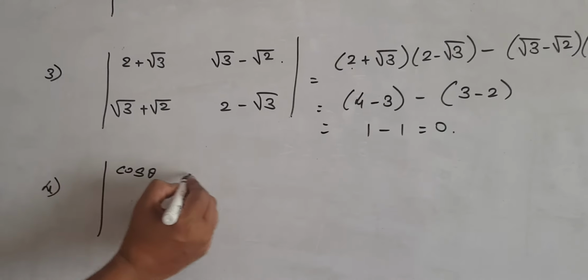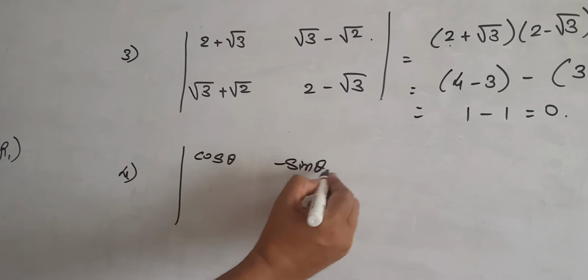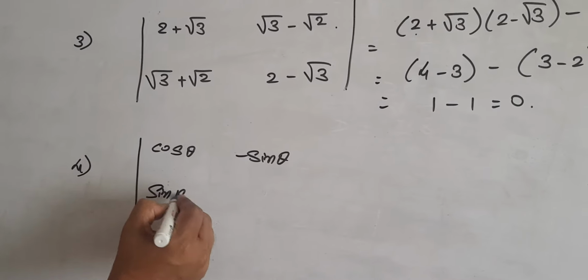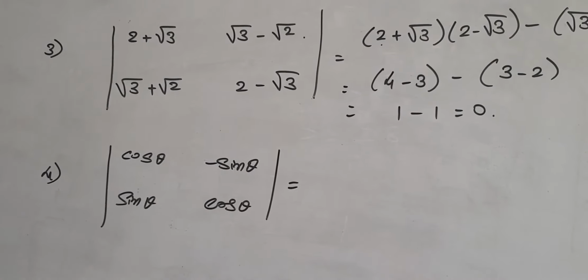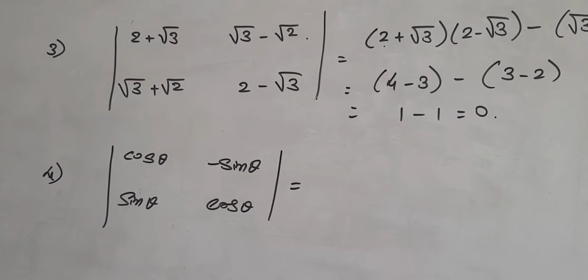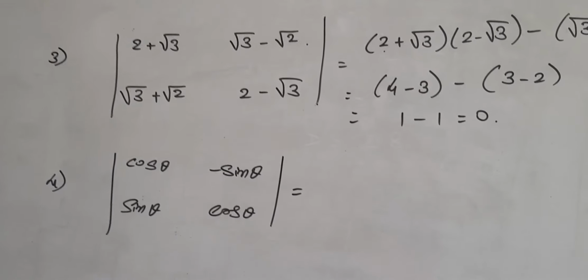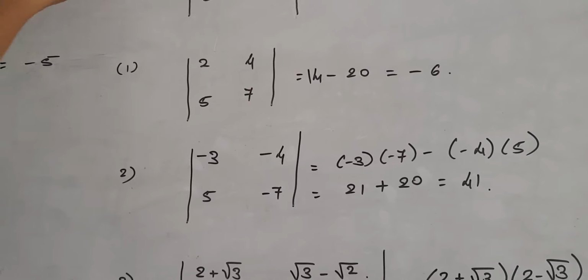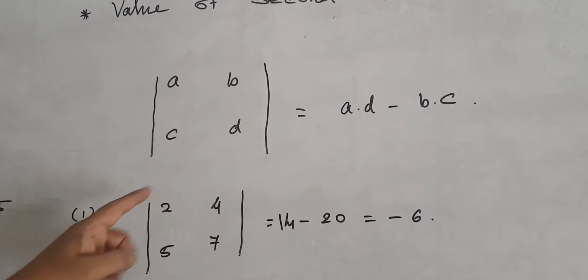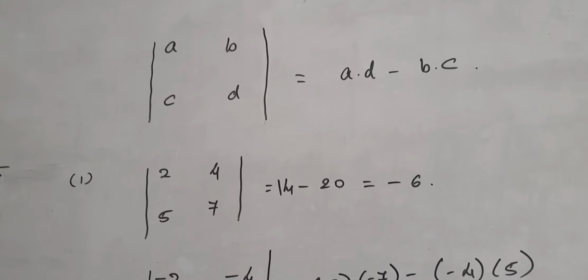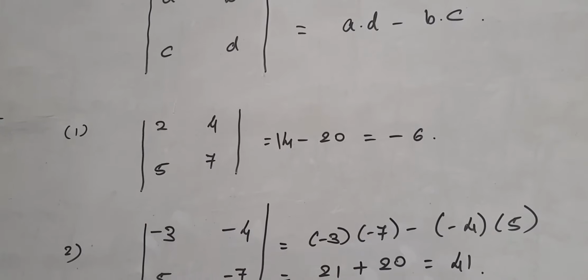Cos theta, minus sin theta, sin theta, cos theta. See, the thing is very simple. Value of a second order determinant with A, B, C, D: just cross multiply, AD minus BC. The same thing we are doing. You have to take different examples.